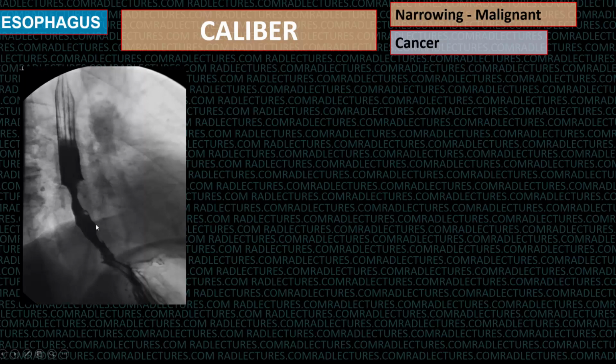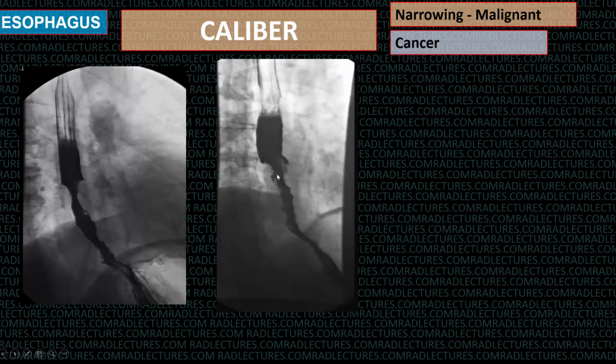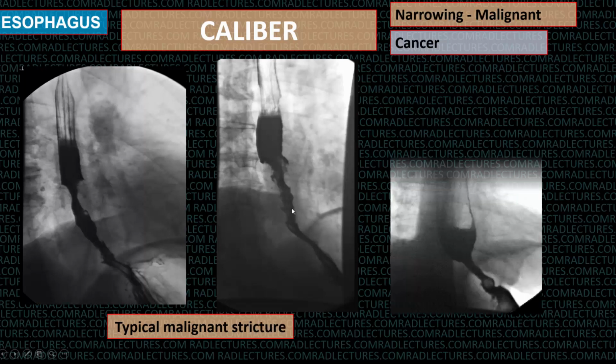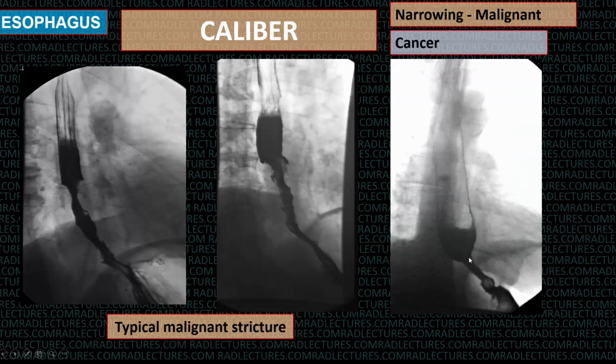The second thing is that the stricture is irregular and very haphazard. Here is another one: shouldering and mucosal destruction. There is no organized ulceration. There are ulcerations here. So that is again a malignant stricture. Third is one that looks like achalasia, but you start seeing nodularity. That is a pseudoachalasia type malignant stricture.